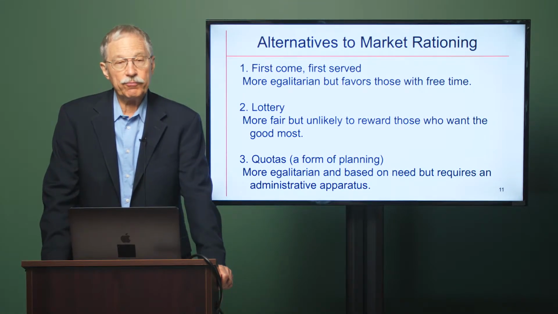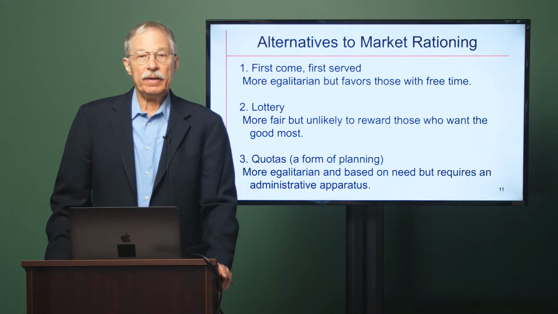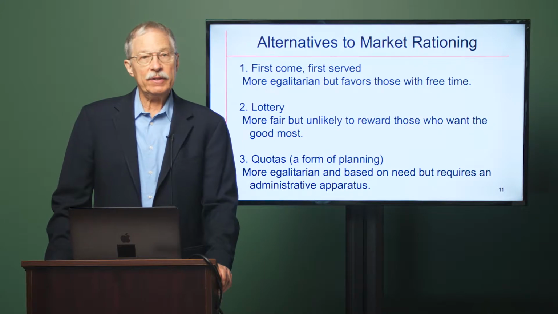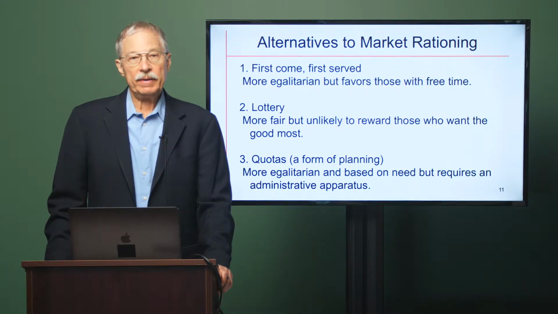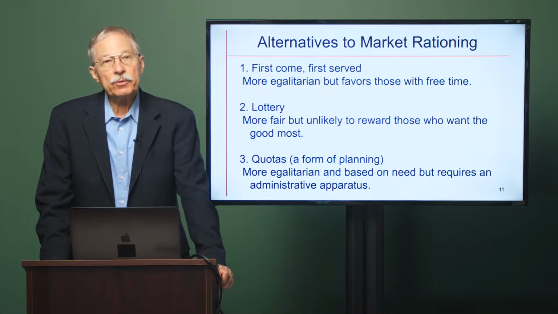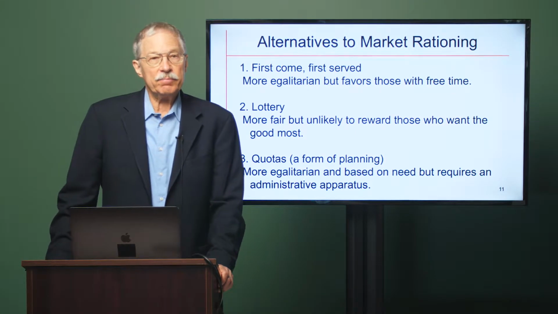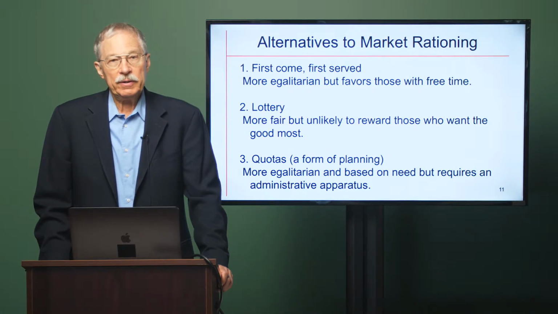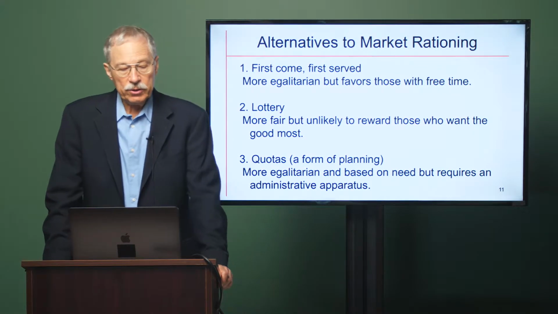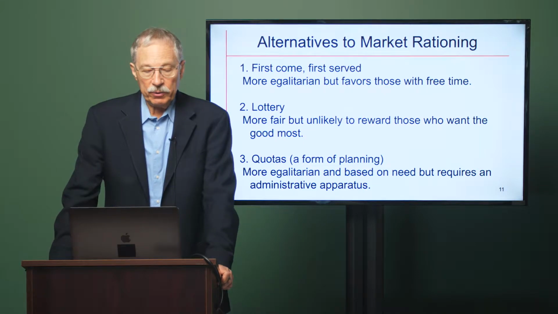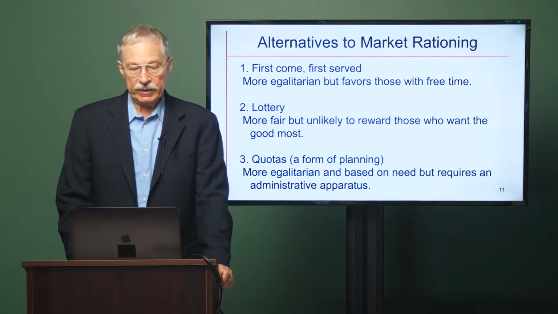Then there are quotas, which is a form of planning. A quota system occurs when individuals or households are given the right to purchase a certain quantity of a good in short supply each day. During World War II, there was this form of rationing of goods in short supply, such as milk. You had to get a ration coupon, which you could get if you had small children who really needed the milk. Quotas put people in a more equal situation. They take account of need, but it requires an administrative apparatus.